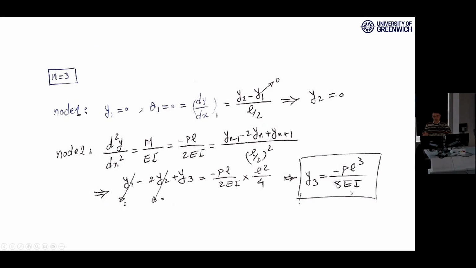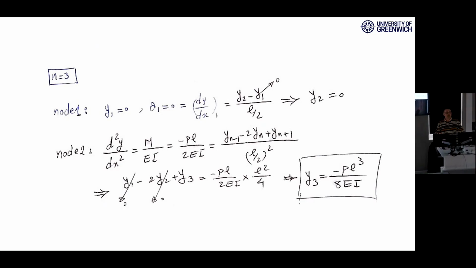And you know the exact solution. You know the right solution. What is it? It is minus PL cubed over... today we talked about. Tutorial, what was it in tutorial?